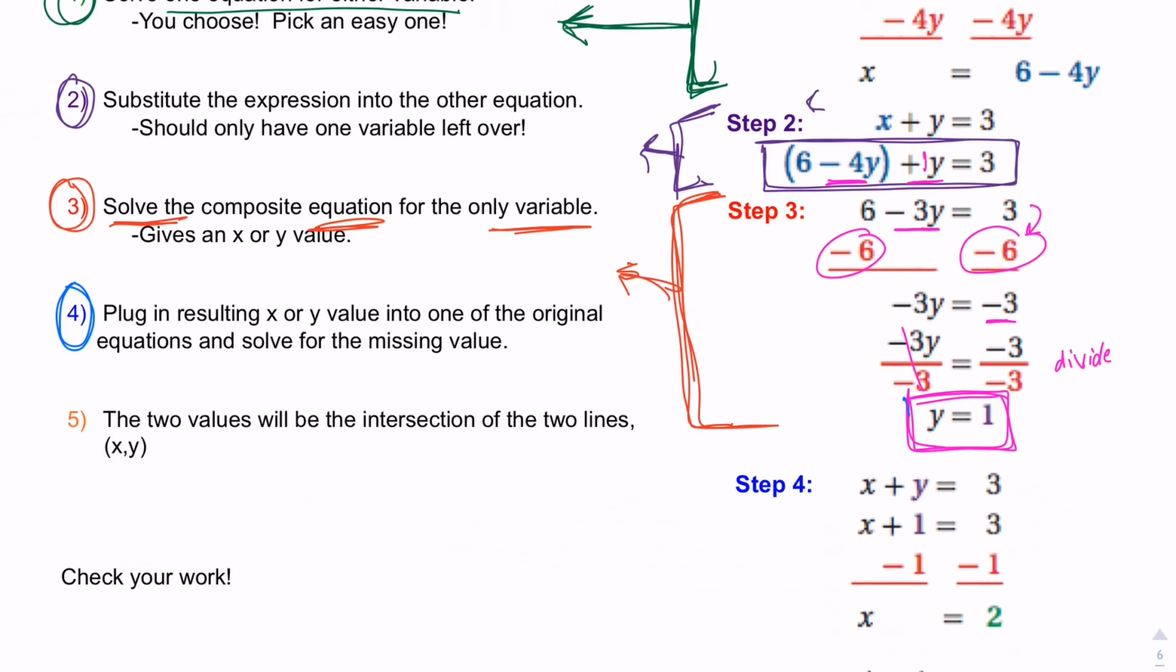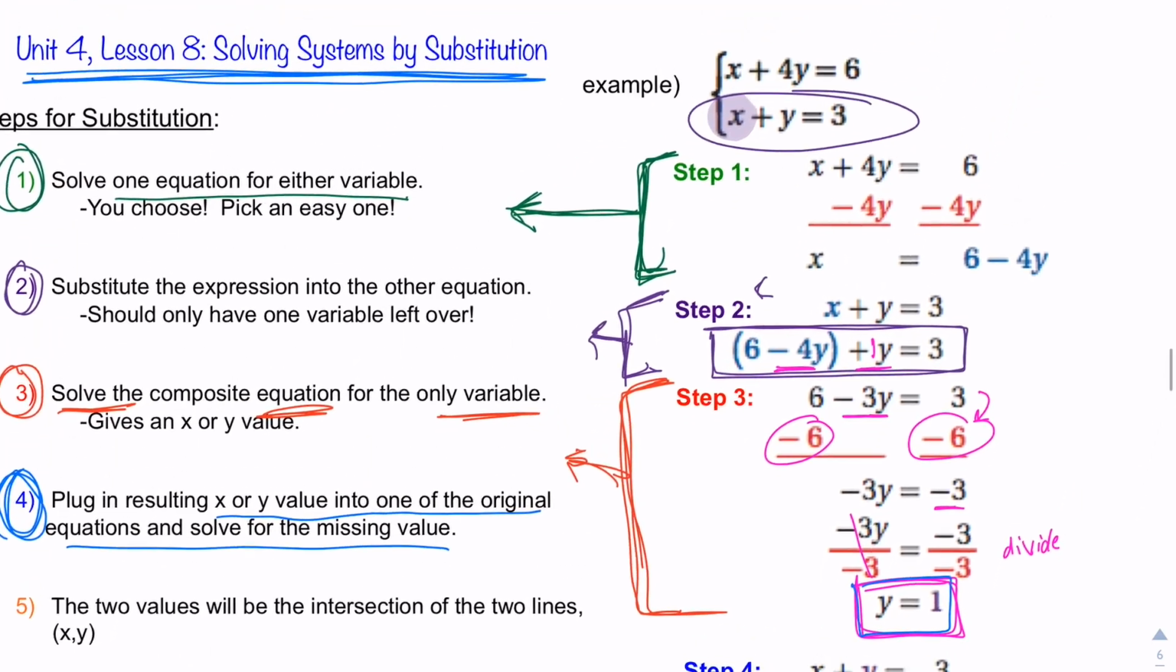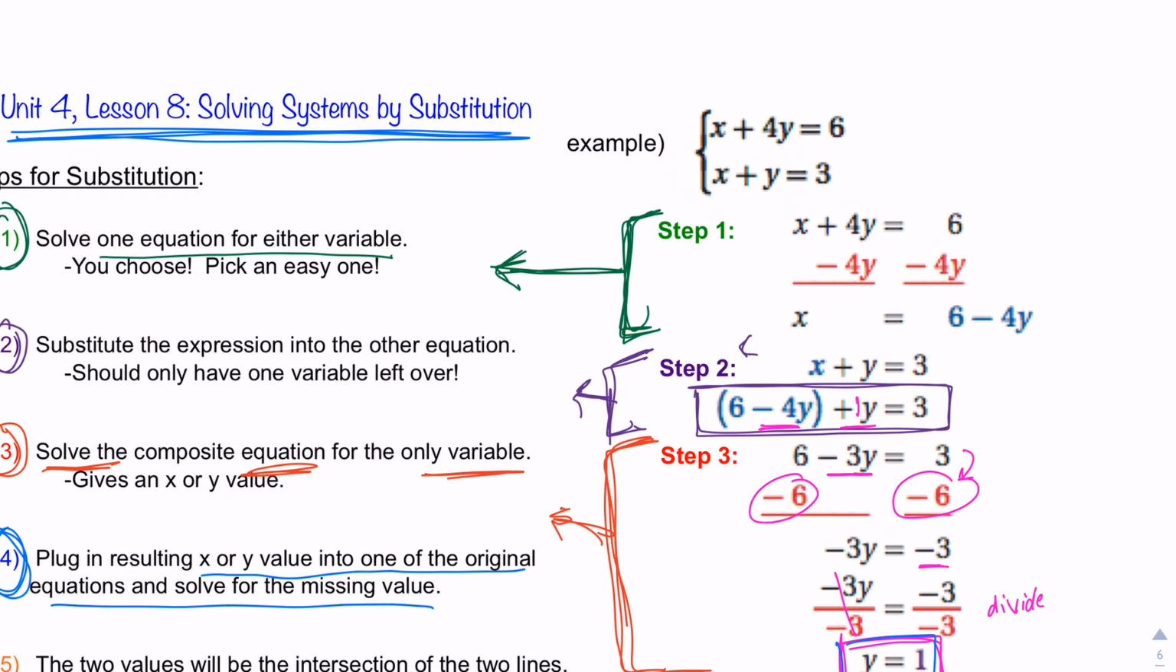Once I know that y equals 1, step 4 over here says plug in the resulting x or y value into one of the original equations and find the missing piece. So go back to where you started. Once you know that y is 1, go all the way back up here. Pick one of the equations. Pick the easier one. It doesn't matter which one. To me, this seems like a much simpler equation. x plus y equals 3.